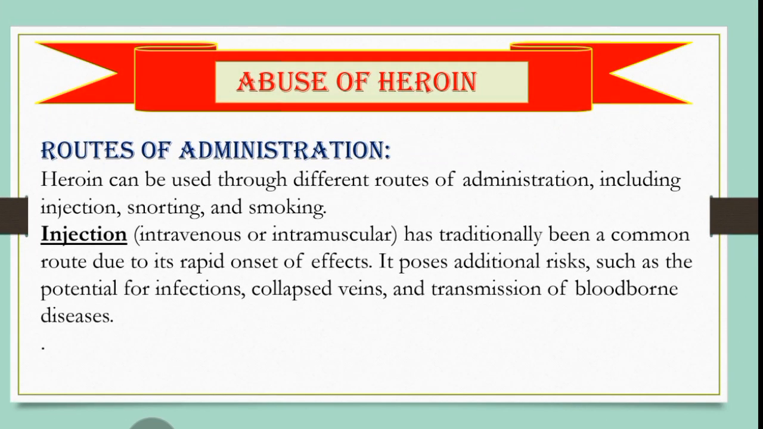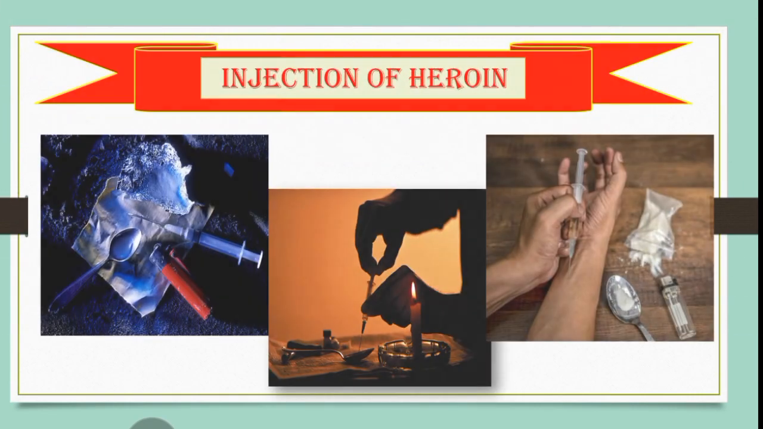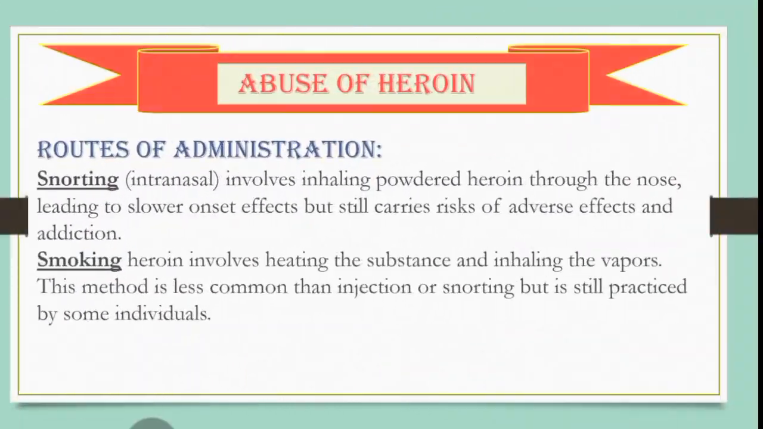Routes of administration. Heroin can be used through different routes of administration, including injection, snorting, and smoking. We will discuss these one by one. Injection has traditionally been a common route due to its rapid onset of effects. It poses additional risks such as the potential for infections, collapsed veins, and transmission of blood-borne diseases. Pictures show the injections.